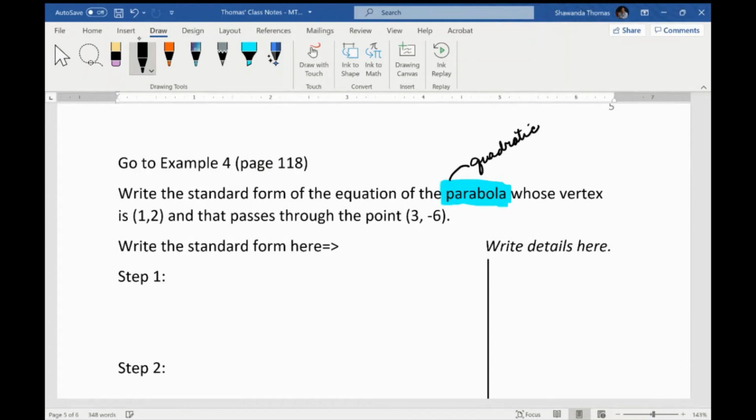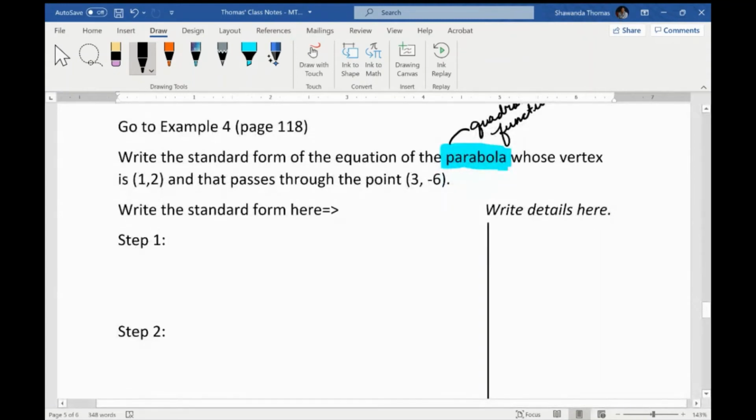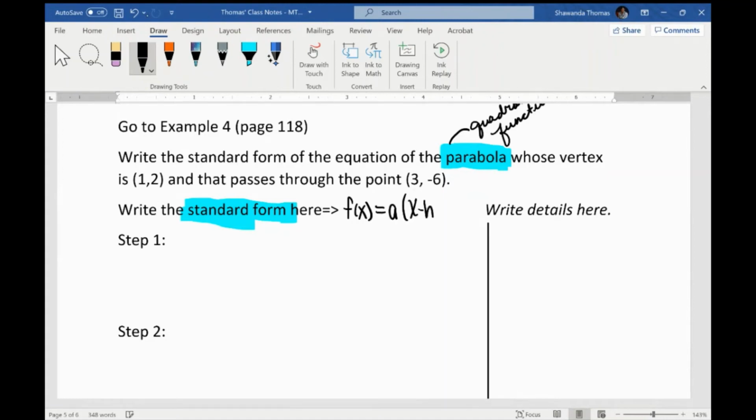Both are correct. So we're not doing anything different from what we've done. It's just going backwards. They're giving us information and they're saying, now you come up with the equation. So here's what we're going to do. We're going to use the information that they gave us to form the standard form of a quadratic function. What's the template again for the standard form? Let's start with the basics. f of x equals a times (x minus h) squared plus k. Very nice.